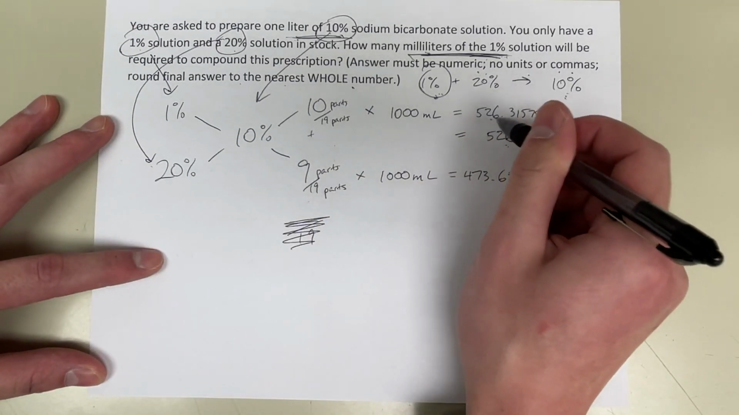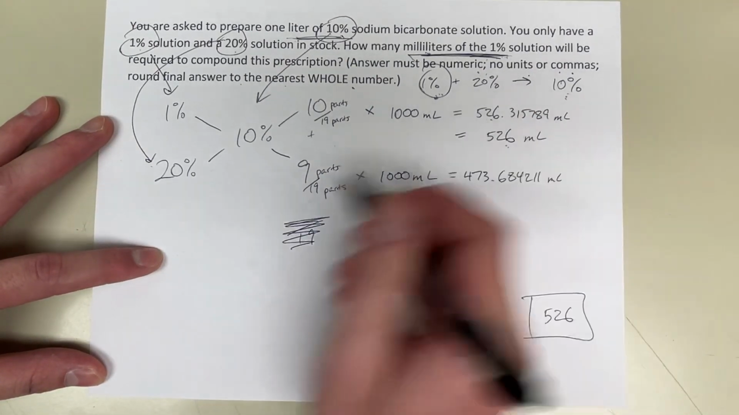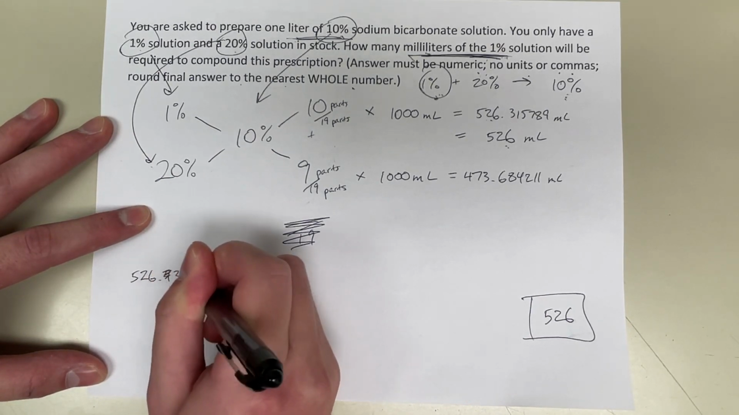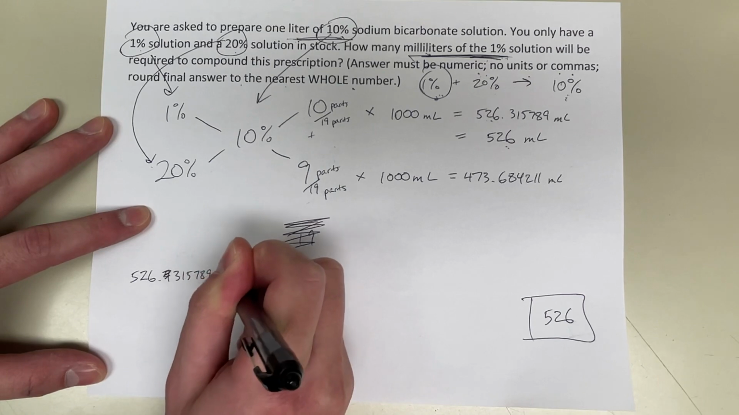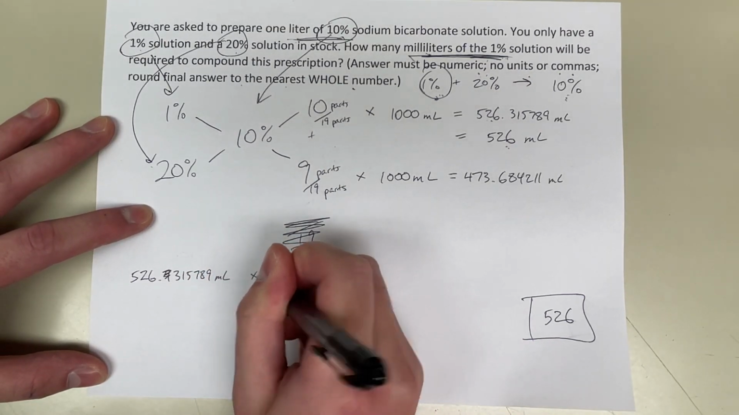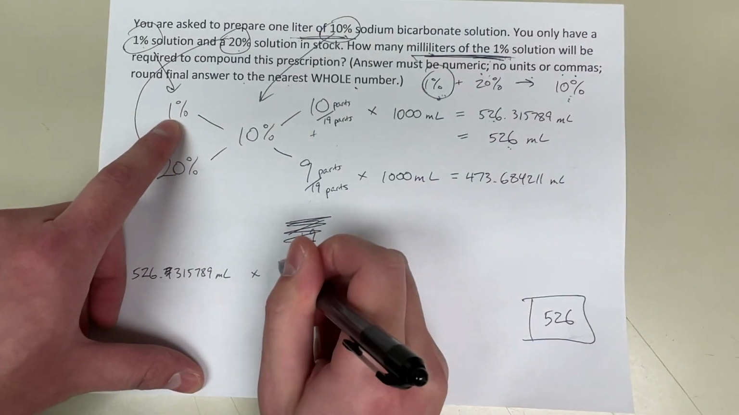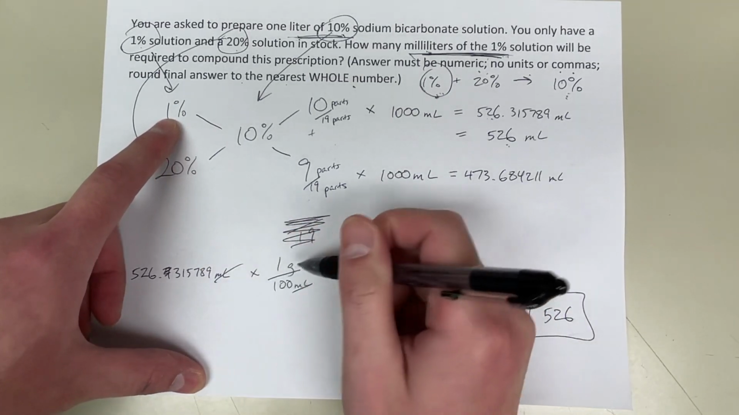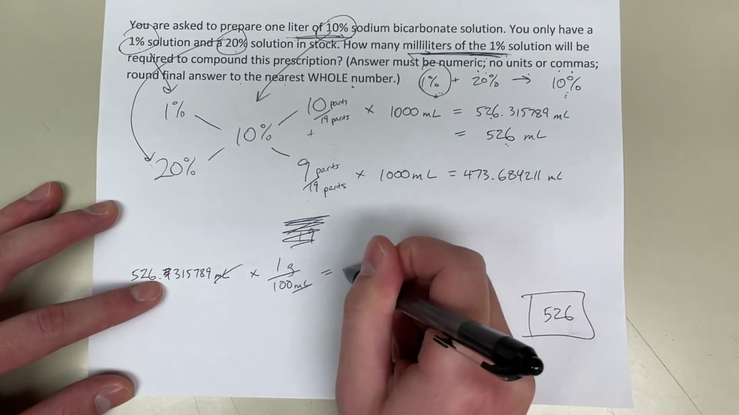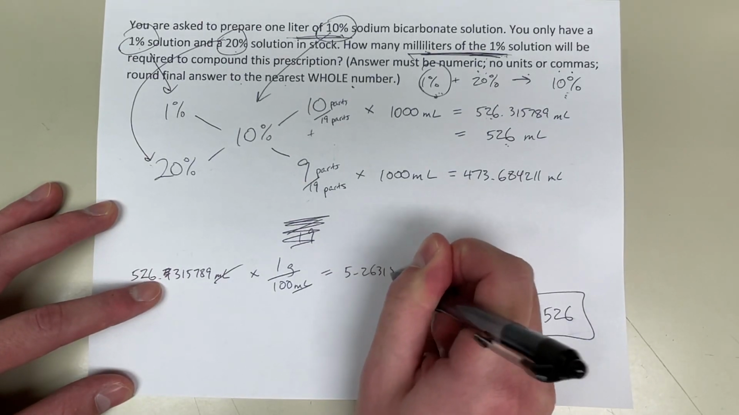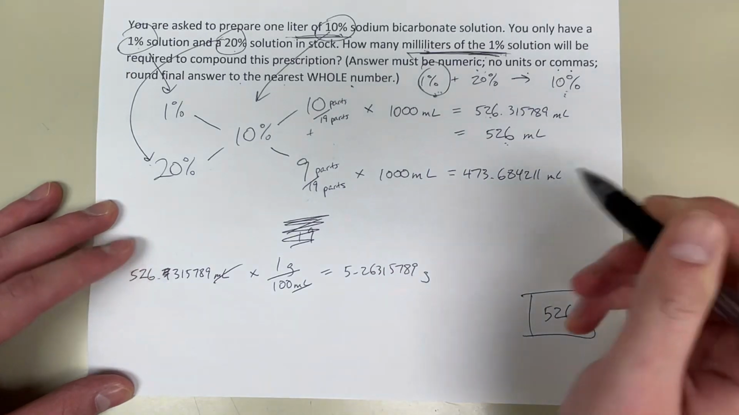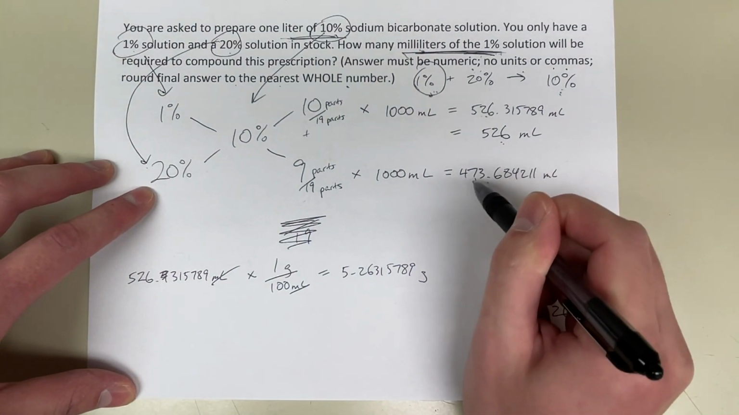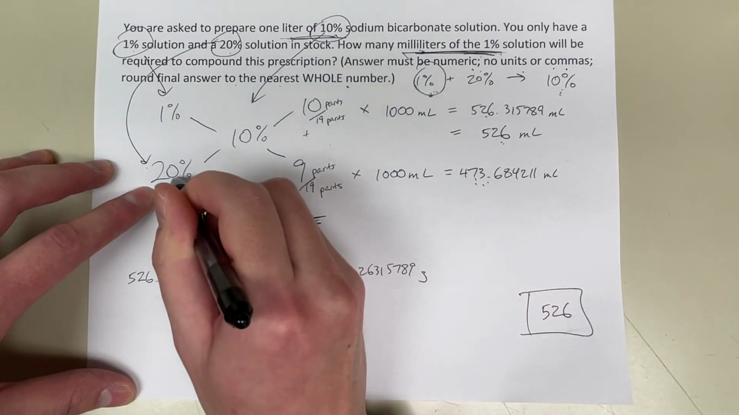So I'm going to take this 526.315789 milliliters. Multiply that by the 1% solution, 1 gram over 100 milliliters, so I can get the number of grams in this. And that equals 5.26315789 grams. Now I'm going to find the number of grams in this 473 milliliters in 20% solution.